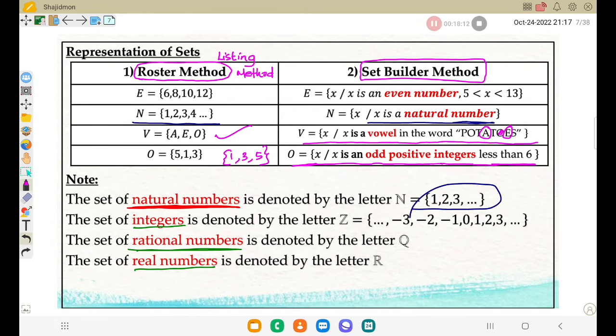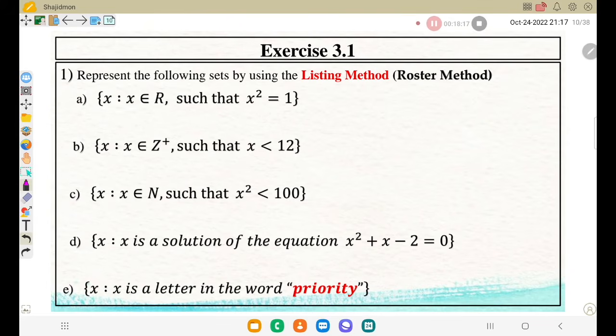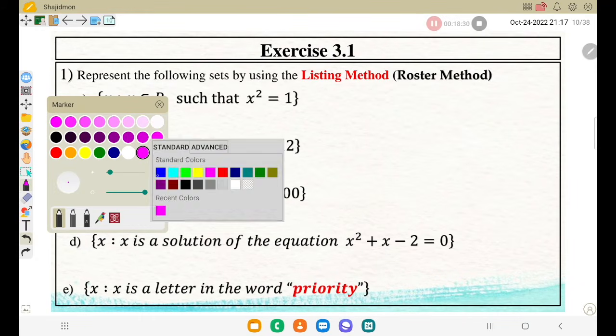Now we will do some questions from here. After that we will go to the next topic. Okay, so let me start the exercise here. So what are the things we discussed now? We are doing those questions first. Exercise 3.1. Question number 1.